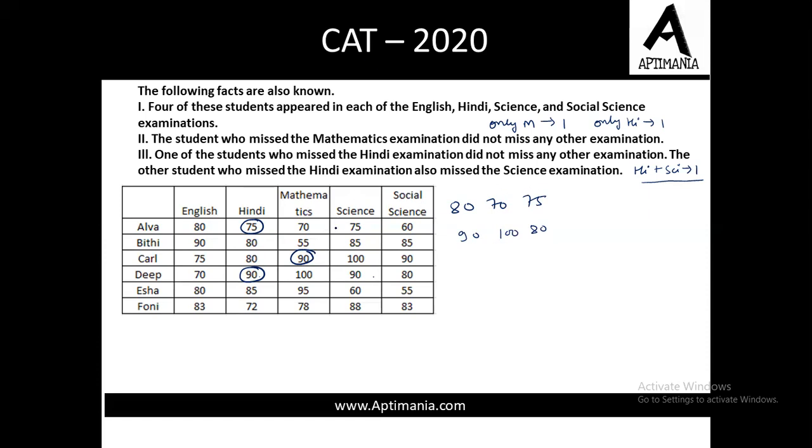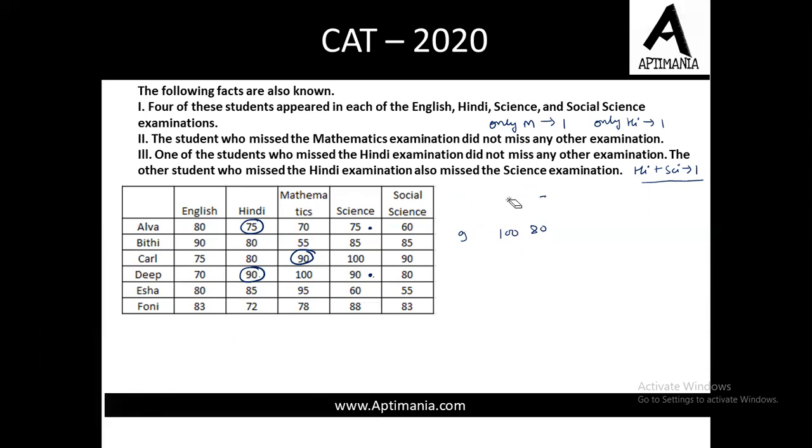So let me place a small dot over here. Now this dot represents that we are not sure about the case, but out of these two, one missed the examination in only Hindi and the other one missed the examination in both Hindi and science.